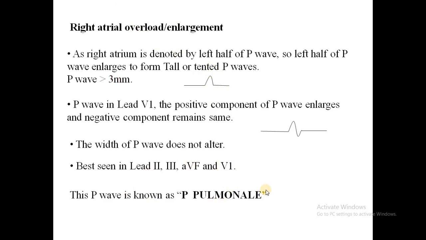Clear? So P pulmonale is a tented P wave that represents right atrial enlargement, or where you can say whenever there is a pulmonary abnormality, there is overloading of the right heart and right ventricle to right atrium pressure, and that leads to right atrial enlargement. That is why it is called P pulmonale.